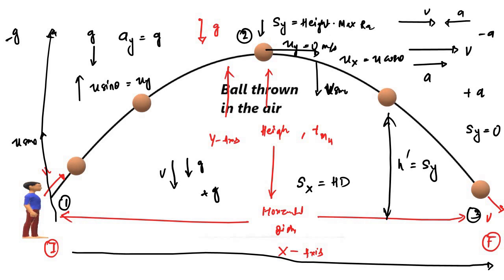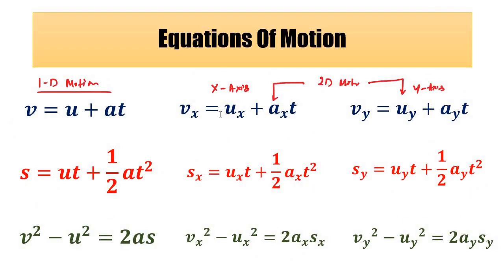So here you have to apply the 3 equations of motion separately, x with x, y with y. Similarly, vx square minus ux square is equal to 2ax sx, and vy square minus uy square is equal to 2ay sy. So a, s, v, u, everything with these are vectors, they are resolved into their horizontal and vertical components, and they are treated separately.